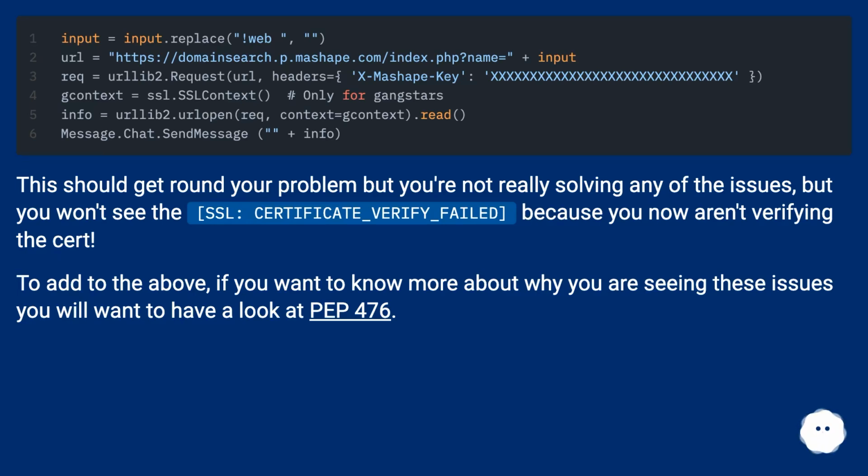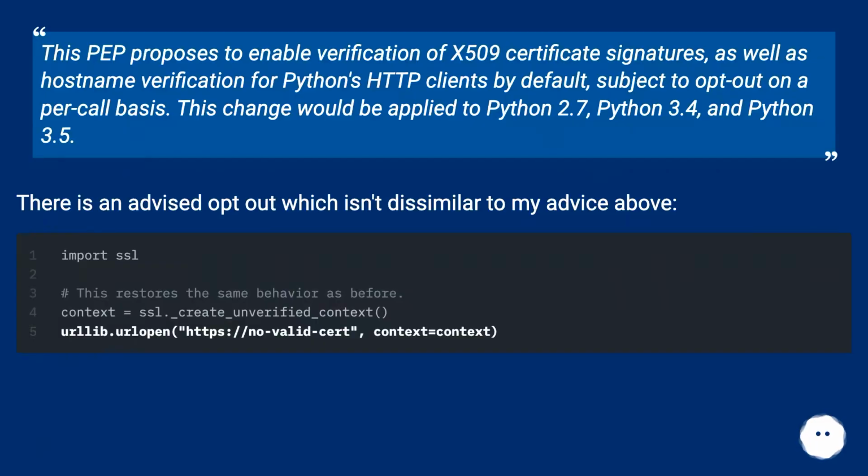To add to the above, if you want to know more about why you are seeing these issues, you will want to have a look at PEP 476. This PEP proposes to enable verification of X509 certificate signatures, as well as hostname verification for Python's HTTP clients by default, subject to opt-out on a per-call basis. This change would be applied to Python 2.7, Python 3.4, and Python 3.5. There is an advised opt-out which isn't dissimilar to my advice above.